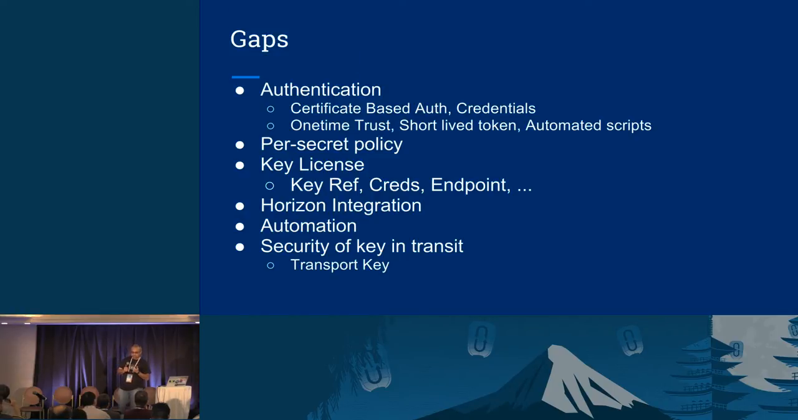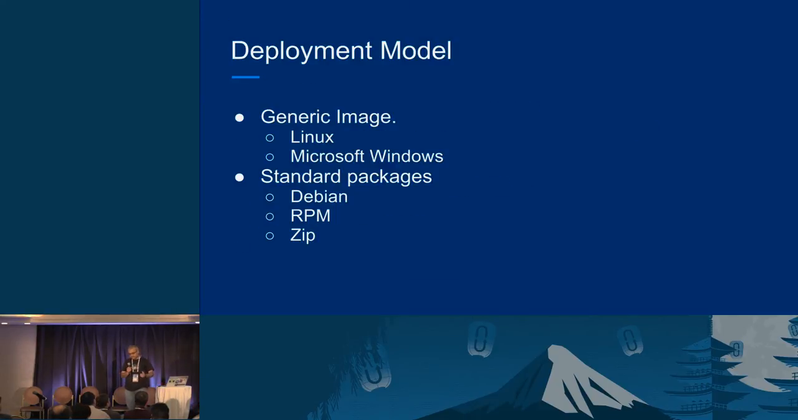Okay. So the idea is Marshall is going to use that license to access the key. And for Horizon integration, we have done something, but it is a kind of hack, but we can share it if that looks good. Automation is the next thing we are going to focus on. And for security of key in transit, there is a feature in transport key which can be utilized for this. These are the standard deployment model. So a generic image or standard packaging can be utilized.